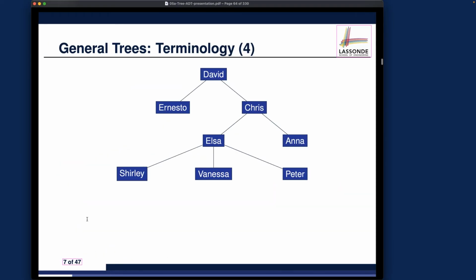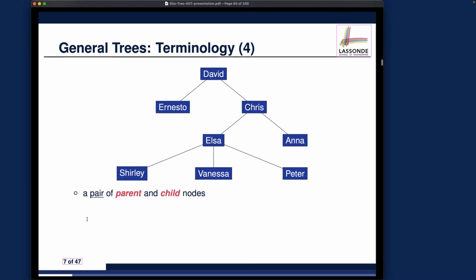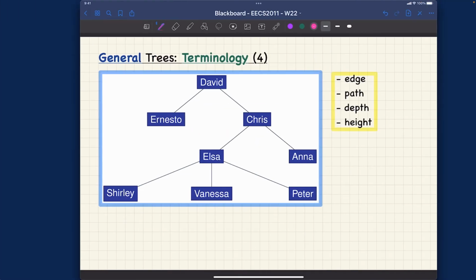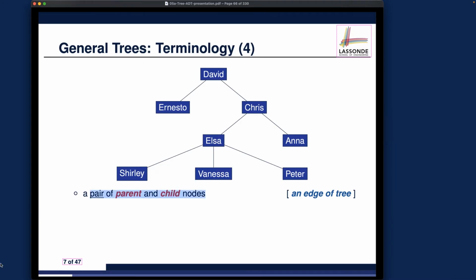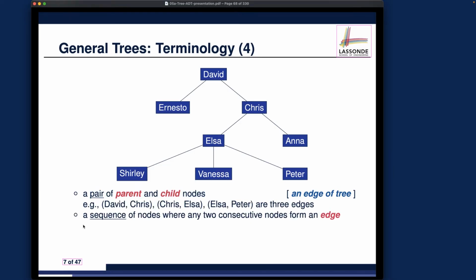Alrighty, let's now move on to the next one, which is about a series of concepts. Let me talk about the edge of a tree. Whenever you talk about a pair of parent and child nodes, that will be an edge. Visually, it simply corresponds to an edge. For example, there is an edge between Ernesto and David over here. The edge simply connects the child and the parent. And there's another one over here. You can see more examples from the slides.